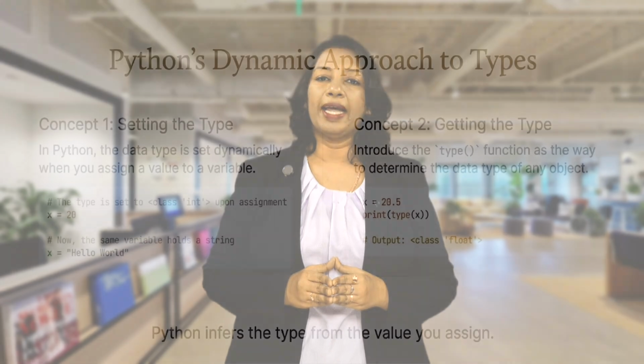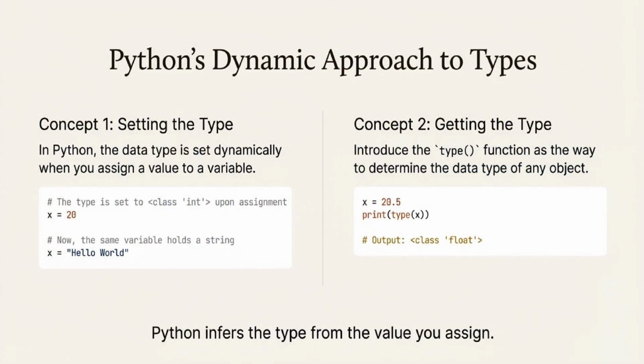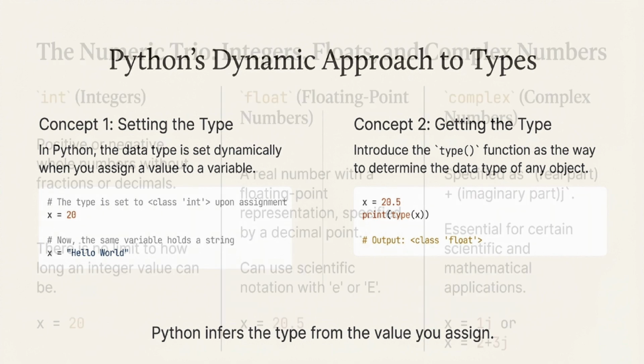One of Python's strengths is dynamic typing. You don't need to declare a type. Python sets it automatically when a value is assigned. You can also check the type with the type function. This flexibility speeds up coding and makes Python ideal for beginners and advanced developers.